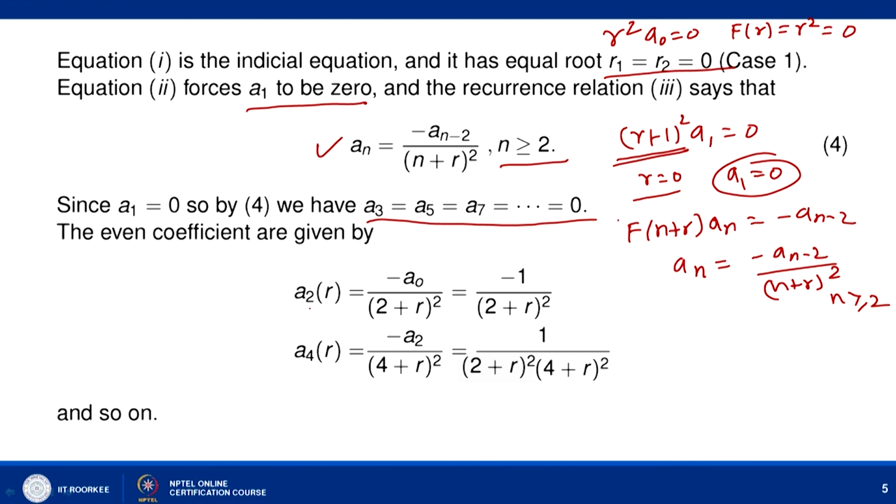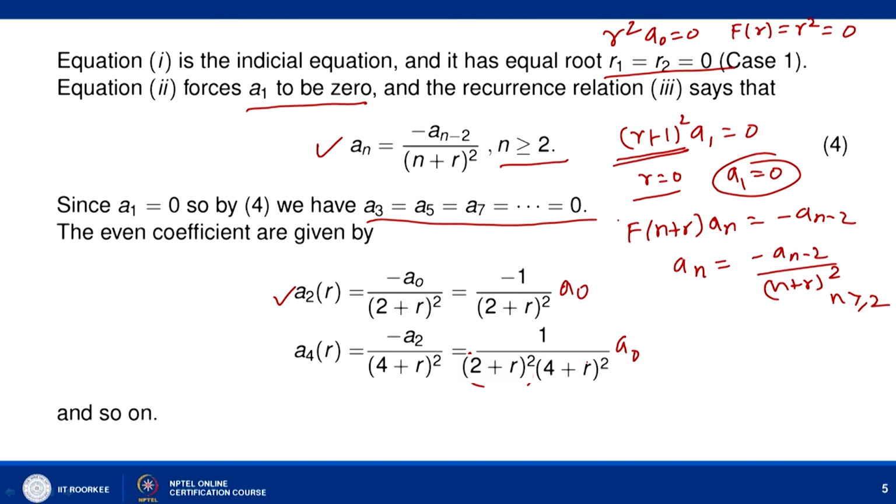Now, look at a2r. a2r is given, using this formula 4, as minus a0 upon (2 plus r) whole square, and here we write minus 1 upon (2 plus r) whole square into a0. Now, a4r is equal to minus a2 upon (4 plus r) whole square. Now, a2 we have already calculated, so it is 1 upon (2 plus r) square and (4 plus r) square a0, and so on. So, in this way we can calculate our even order coefficients.